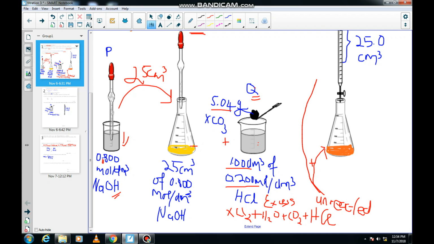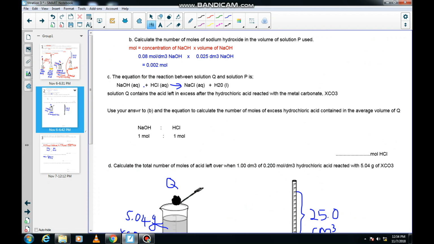This is the acid that is transferred into the burette. Then when the burette is opened, it will combine with the sodium hydroxide here, and the two will react together by a neutralization reaction. Let's move on and check out what the calculations say so that we can go over them.